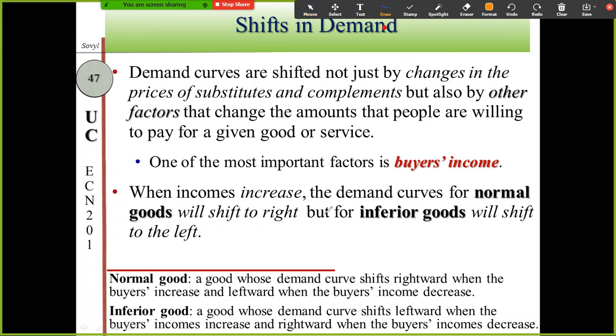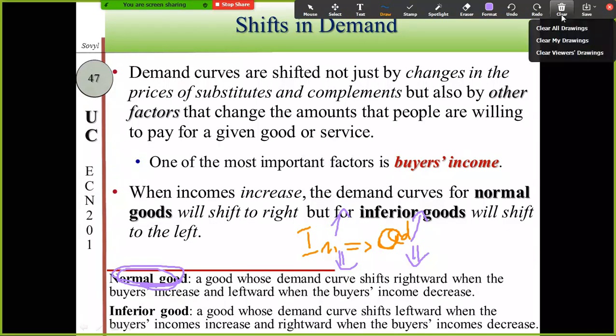Okay, maybe I can say income and quantity. If you have more income, you buy more, this is normal good. Or if you have less income, you buy less, this is normal good. You can see the direction: income and quantity demanded go the same direction. Normal good is the good that you buy more when you have more income, or buy less when you have less income.